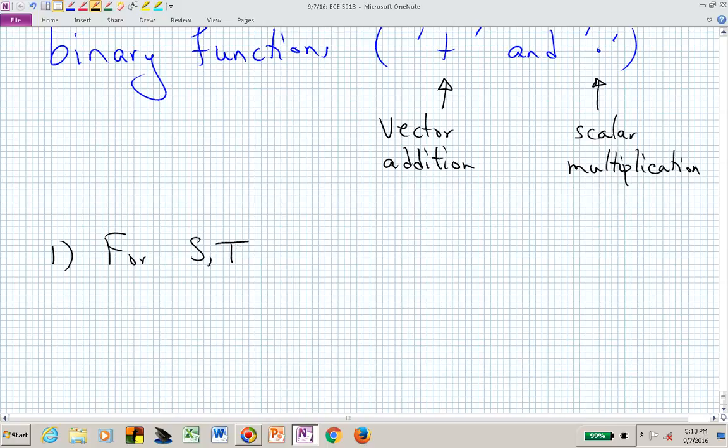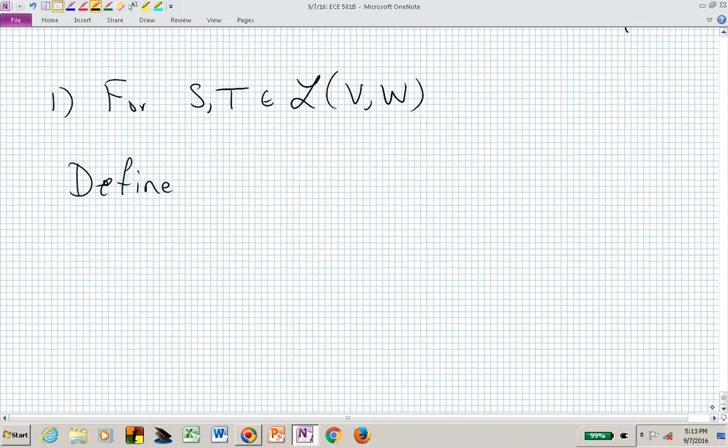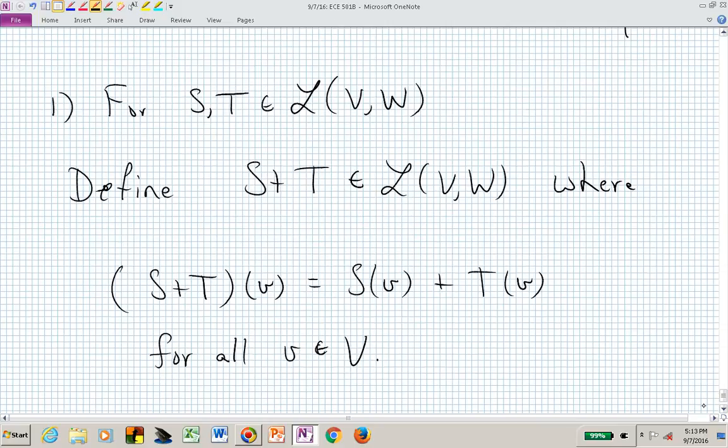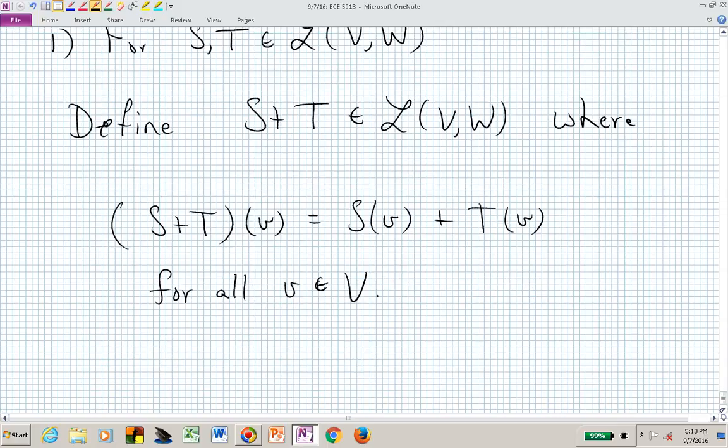Suppose I take two linear maps, S and T, from the set L of V, W. Then we can define S plus T, which belongs to that same set of linear maps, where S plus T operating on V is defined to be S operating on V plus T operating on V. And that can hold for all vectors in our input vector space, capital V. So there's a definition of vector addition.